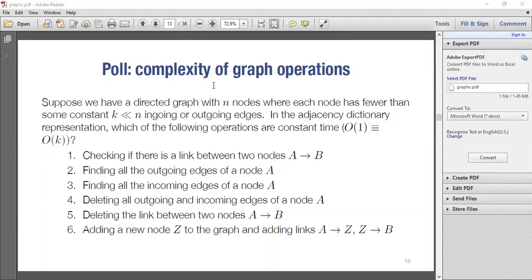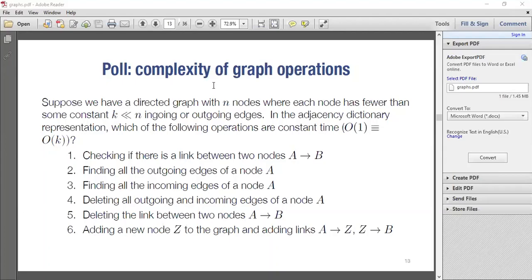Then for number two, finding all outgoing edges of a node A, I also think that's constant time, because in fact that's the whole essence of the adjacency dictionary or whatever it's called. The outgoing nodes are stored as values to a particular key. The key will be A and the outgoing nodes will be the values appended to that key in the dictionary. And dictionary checks are constant time. Please, if I'm wrong, you can correct me.